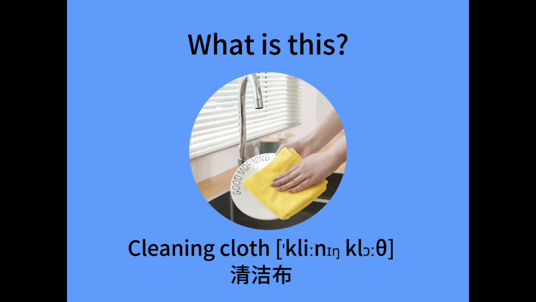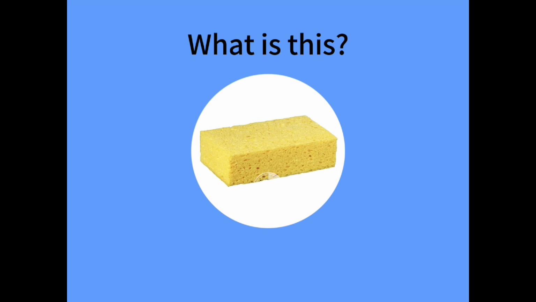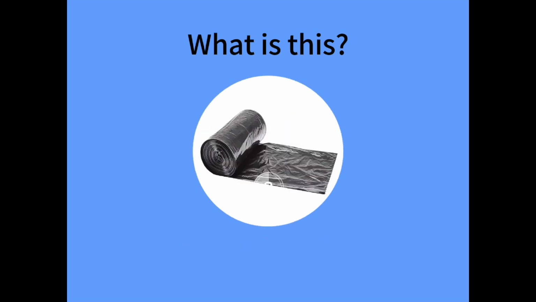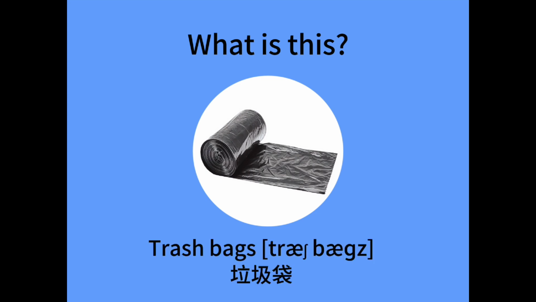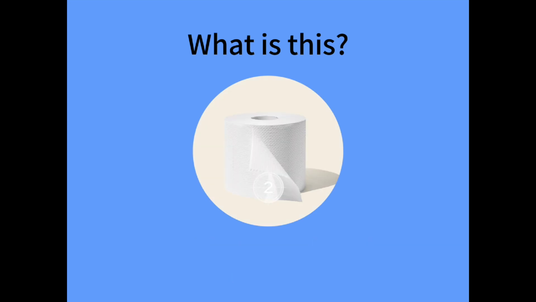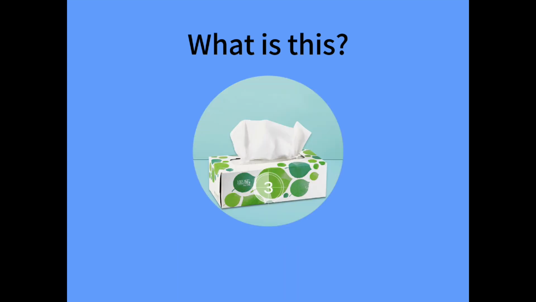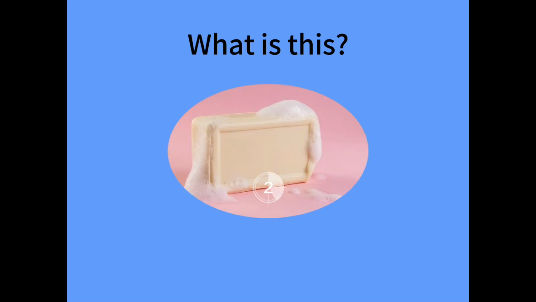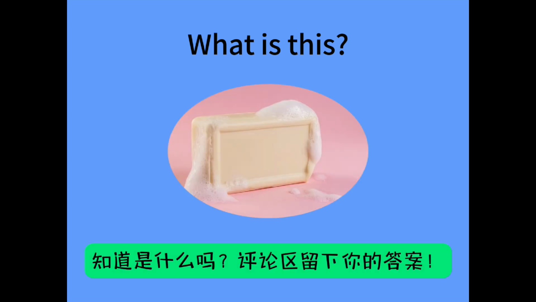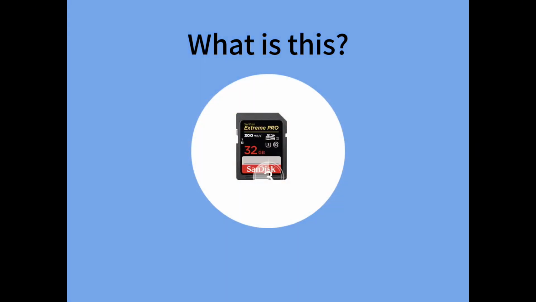What is this? Cleaning cloth. What is this? Sponge. What is this? Trash bags. What is this? Toilet paper. What is this? Tissues.